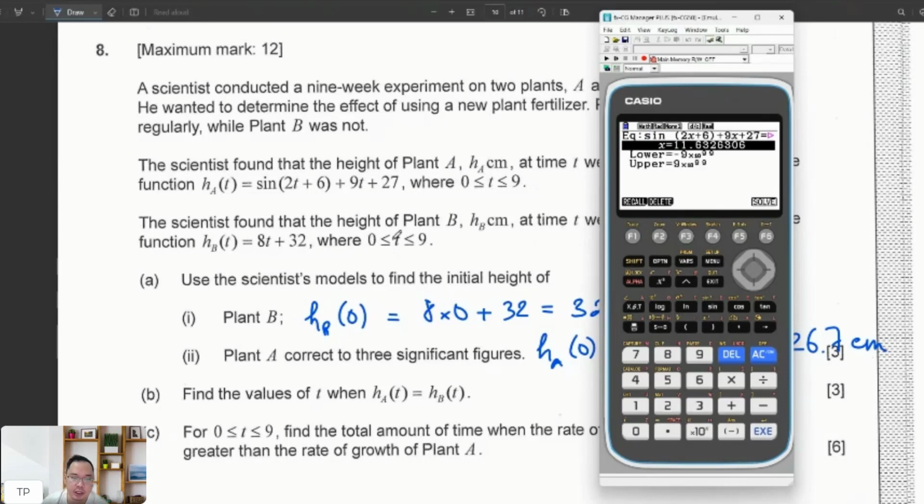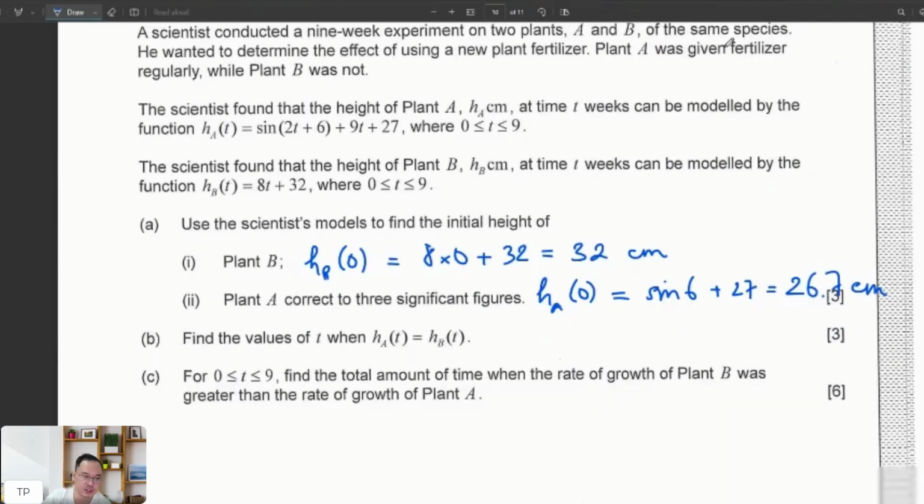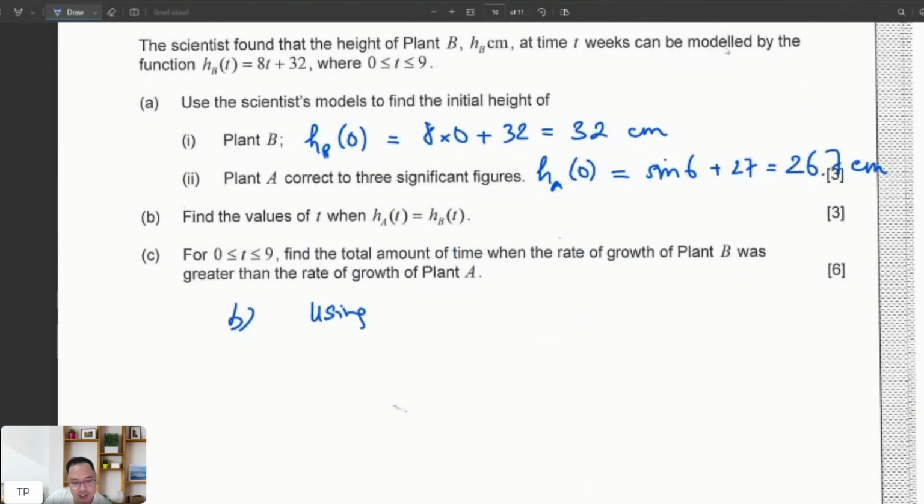Because the time is given from 0 to 9, that domain, I would guess the solution is like 7 or something, just in the middle. 6 or 7 doesn't matter. Just put in a guess, click enter, and then click solve. There, this is the time. Using the GDC, time is 5.88 seconds.